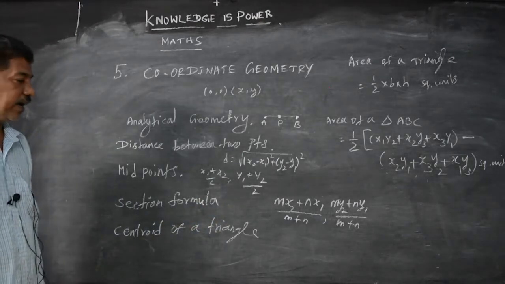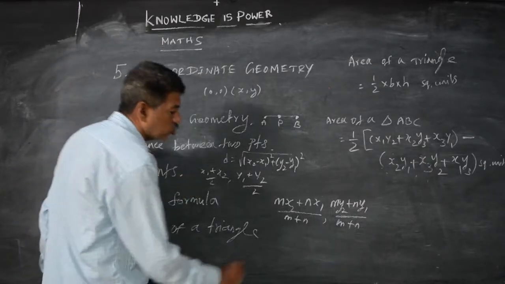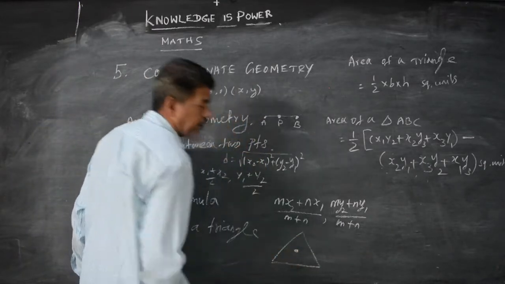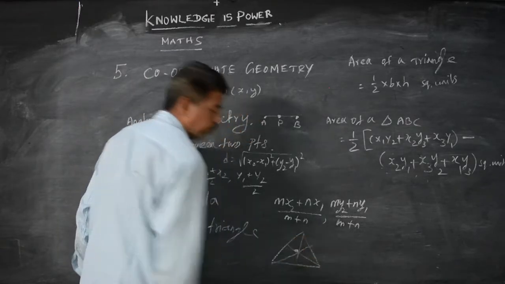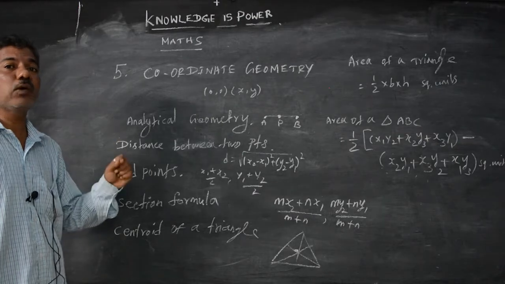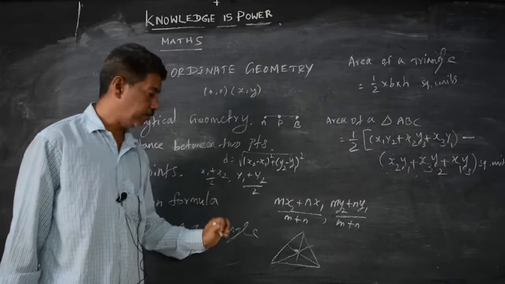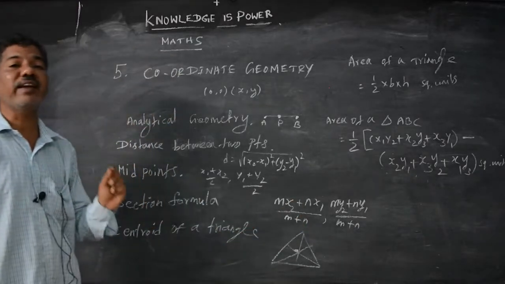Centroid of a triangle. So what is the meaning of centroid of a triangle? One triangle is drawn, and this point is called a centroid, where the three medians meet. So centroid of the triangle is the middle point, not a line. Midpoint means a line. Centroid means the center point of a triangle.